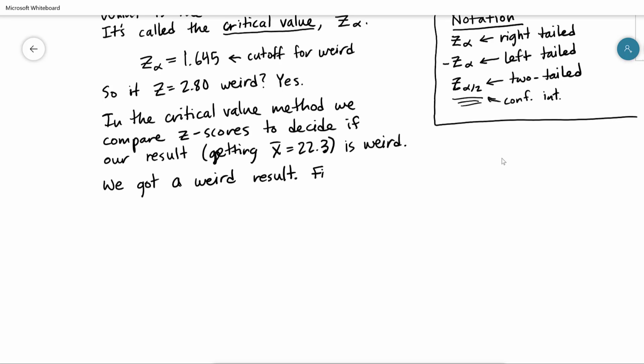Finding x-bar equals 22.3 is weird if, as we claimed, mu was equal to 20.8. So if the true average is 20.8, it's weird in our sample to get an average of 22.3. But this goes back to the assumption we made. We assumed that this was true. And if making the assumption that this is true leads to a weird result, what does it tell us about that assumption?